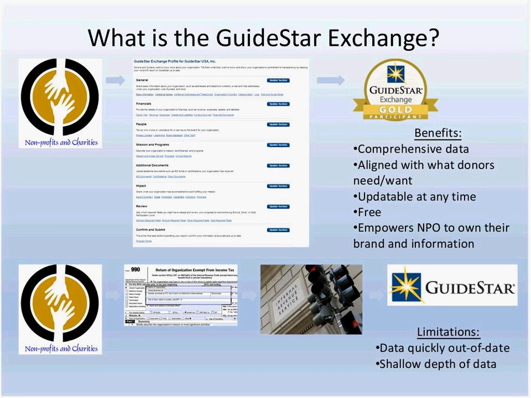The problem with the 990 data is that it's quickly out of date by the time you nonprofits submit it and we get it, and the amount of data that is available is relatively shallow. It can't tell us how effective an organization is or to what extent the organization is fulfilling its mission. So that's where the GuideStar Exchange comes into this equation.